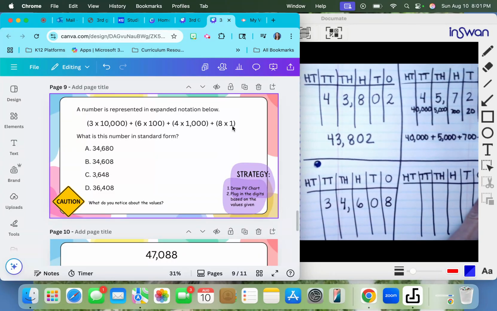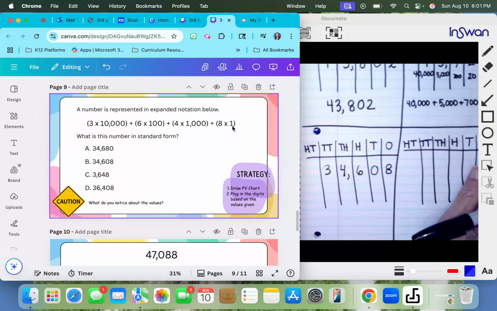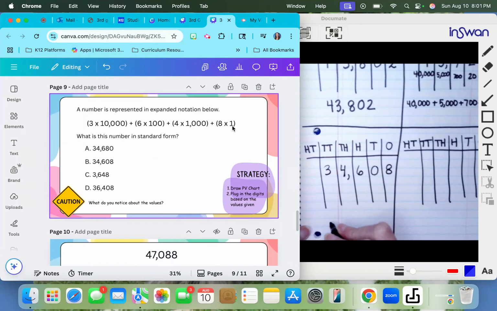Let's write that number in standard form. Let's say it as we write it. 34,000 608. All right, excellent job. So now, do you see an answer choice that matches exactly our digits written out in standard form?